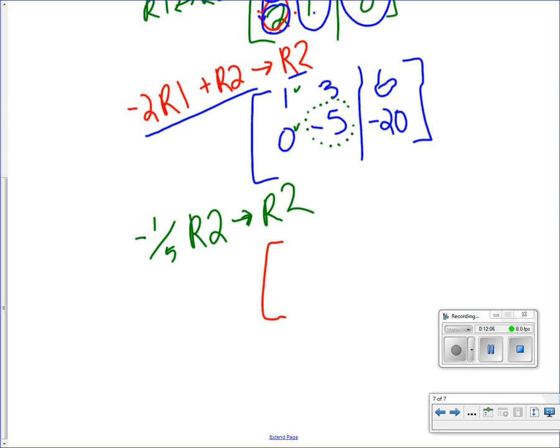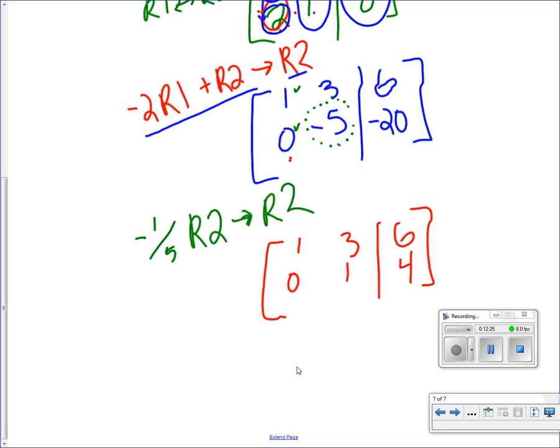So row 1's not changing. It's still 1, 3, 6. And I'm going through and I'm dividing everything by -5. So 0 divided by -5, still 0. -5 divided by -5, +1. And -20 divided by -5 is +4.